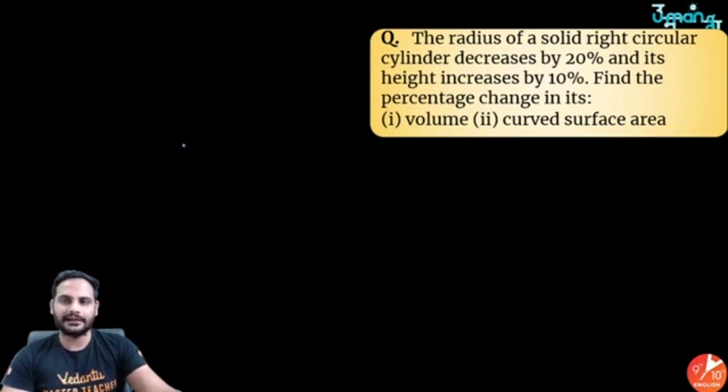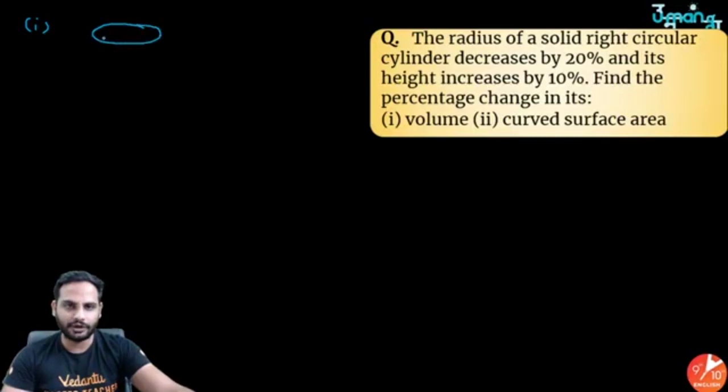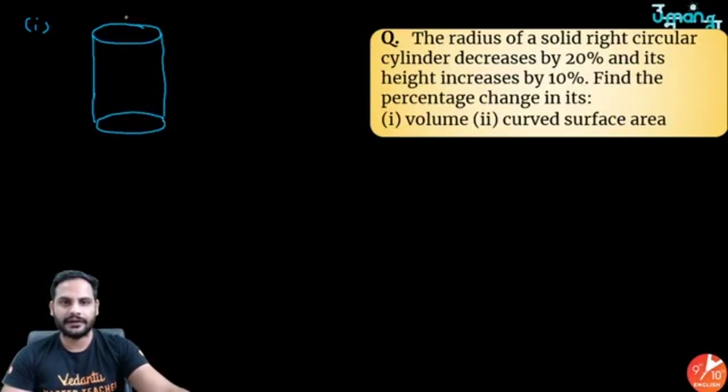So I can clearly say, beta, here the radius of a right circular cylinder or cone is given: the radius is decreasing by 20% and the height is increasing by 10%. So find the percentage change in volume and curved surface area. In these kinds of questions, what we'll do, beta, is case 1, when we have a normal cylinder where the radius is, let us say, small r and the height is small h. I need to check the change in volume and curved surface area.